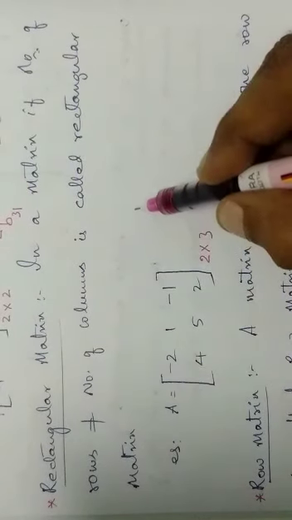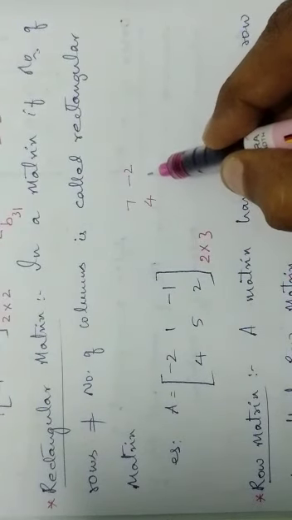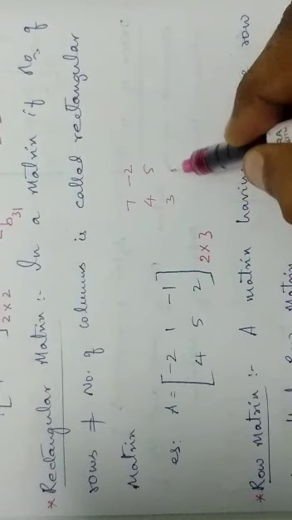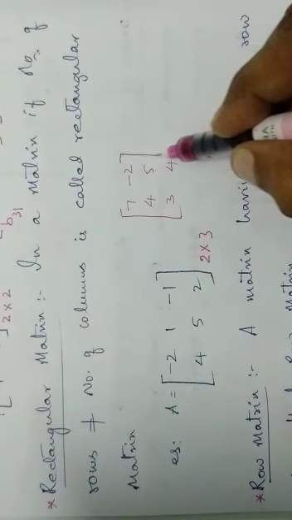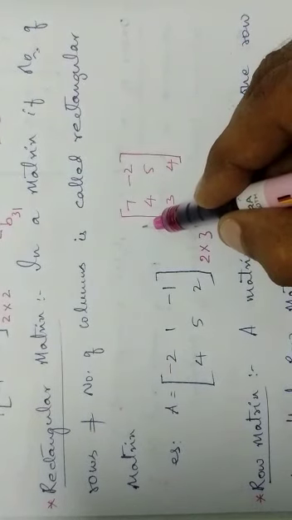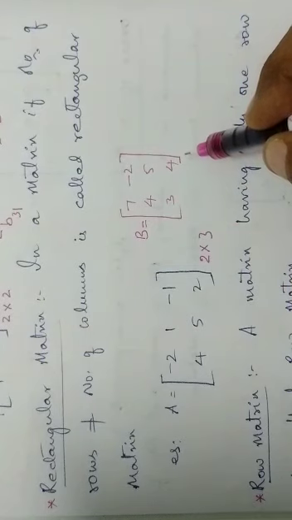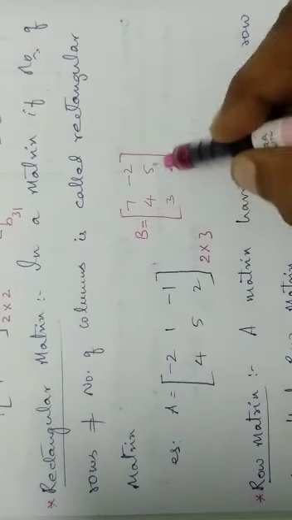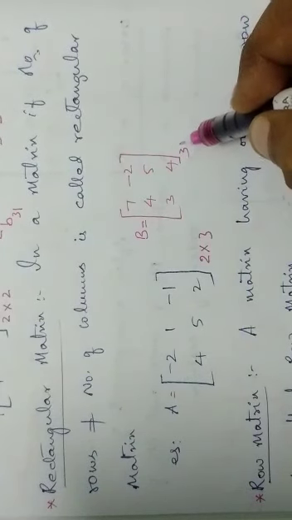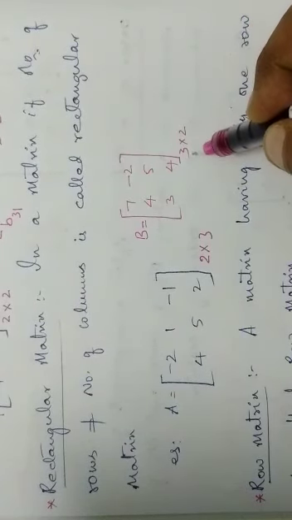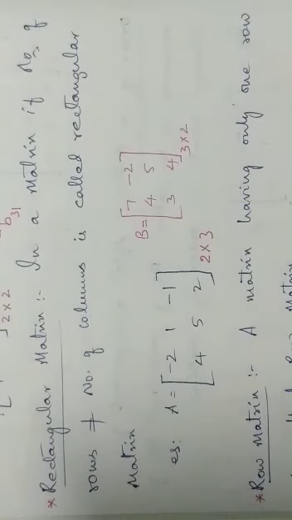One more. 7, minus 2, 4, 5, 3, 4. Enclosed in square bracket, or you can use curve bracket, named as capital B. What is the order? 3 rows. How many columns? 2 columns. Number of rows is not equal to number of columns. So this is a rectangular matrix.